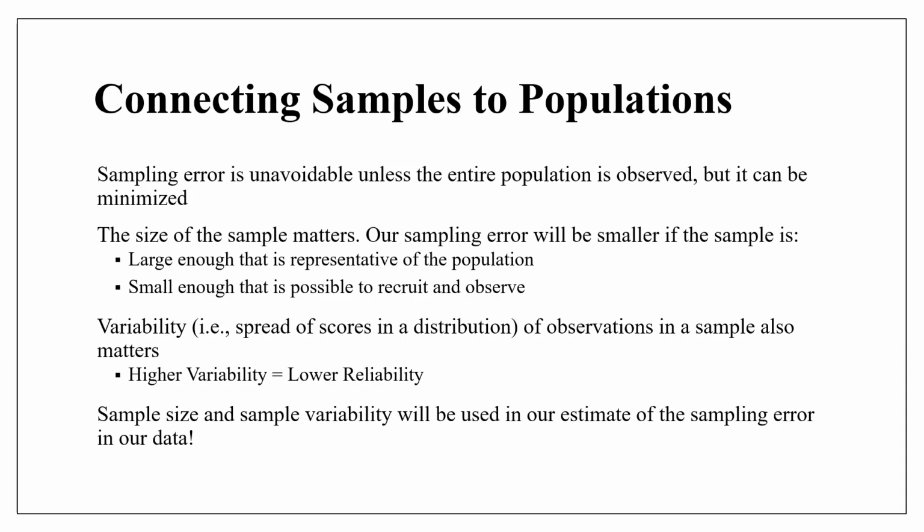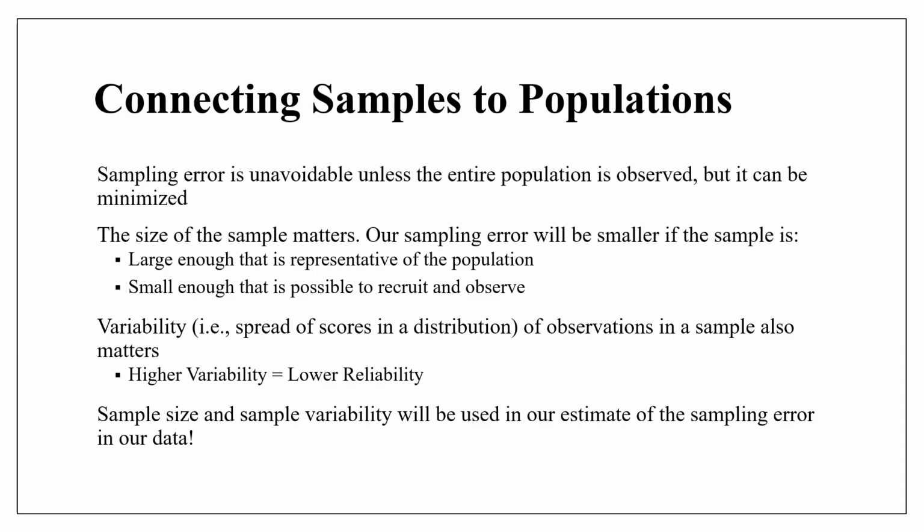But sampling error can be minimized. And specifically, the size of the sample is going to matter. Our sampling error is going to be smaller if the sample is large enough that it is representative of the population. So again, the more people we get from the population, the more likely it is that we're going to be accurate in speaking of the population. But it is small enough that it is possible or feasible for us to actually recruit those individuals and observe them.